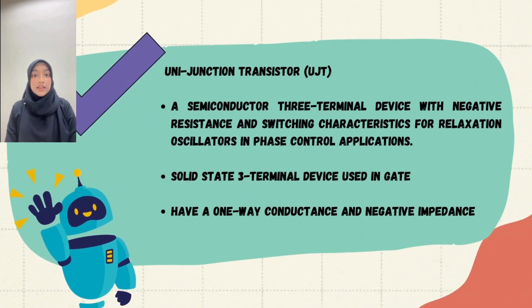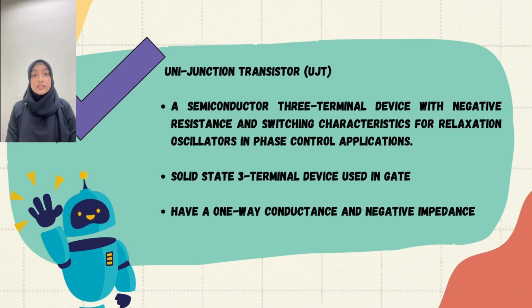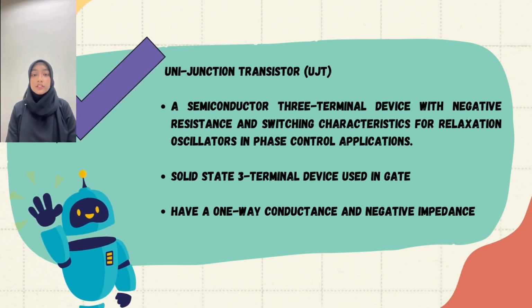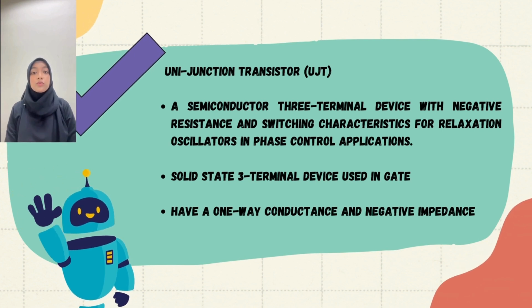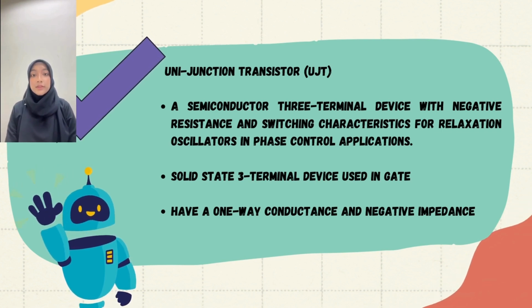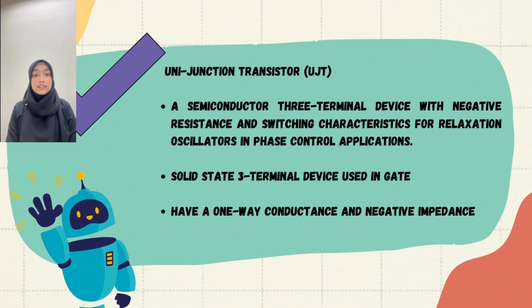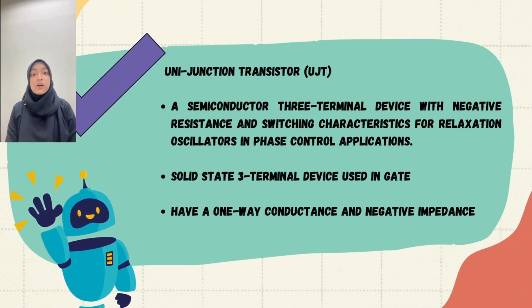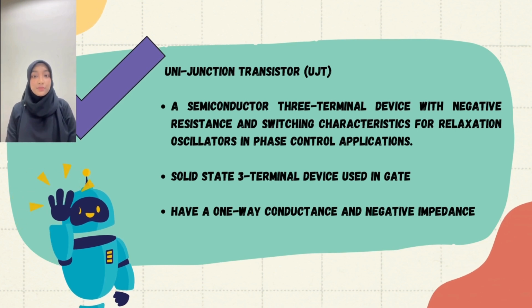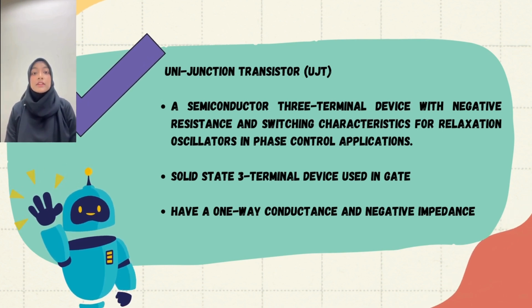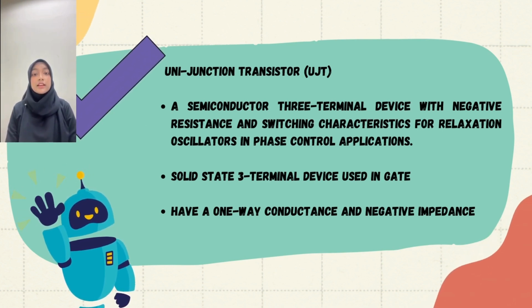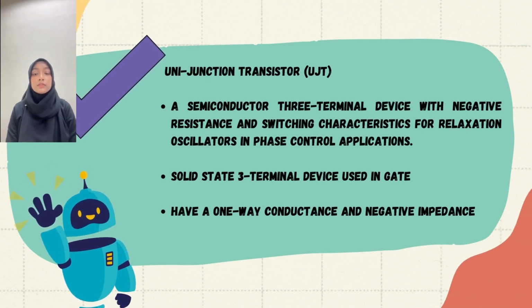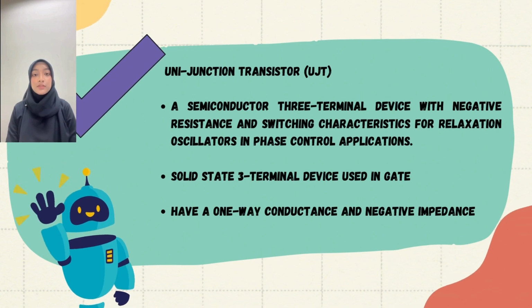Although the UJT has the same name as a transistor, it has very different switching characteristics from a conventional bipolar transistor or field effect transistor because it cannot amplify a signal, but instead is used as an on-off switching transistor. UJTs have a one-way conductance and negative impedance characteristic, acting more as a variable voltage divider during breakdown.